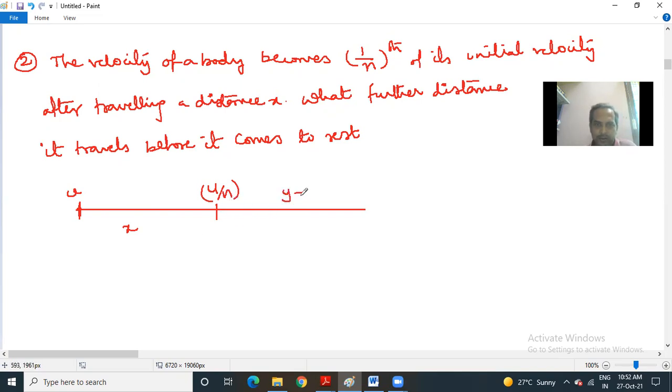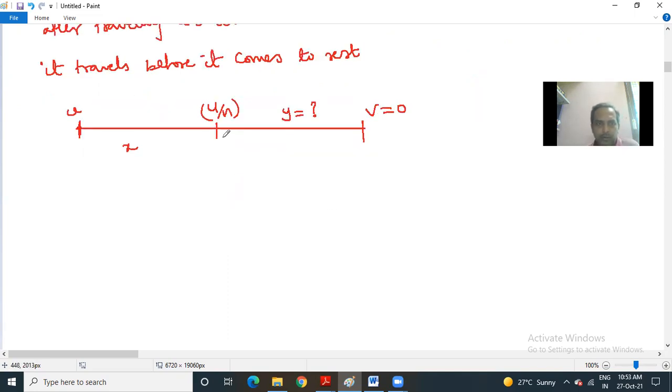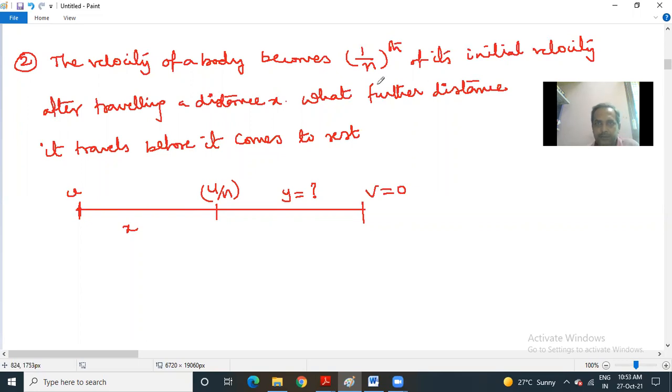What further distance do we need to find out? It comes to rest, which means the final velocity is 0. They mentioned "becomes", which means this itself is the final velocity. So, case 1, case 2. Let us say this is the final velocity v dash for this part of motion, covering distance x, initial velocity u, final velocity v dash. Then for the total x plus y, initial velocity is u, final velocity v.